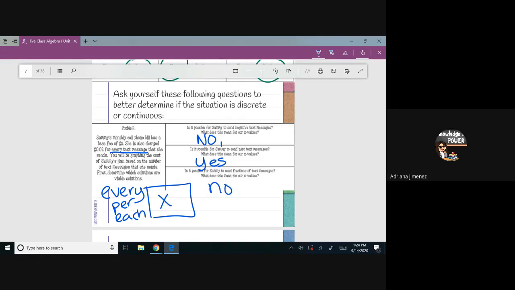So because I got a no for the fractions, and this is the most important one, I got a no for a fraction, so this is going to be discrete. To me, it makes more sense to ask yourself, can you do a fraction of something? Because for most word problems, we're not going to be able to do negatives. The most important one would be to ask yourself, can I do a fraction of this X? Okay.